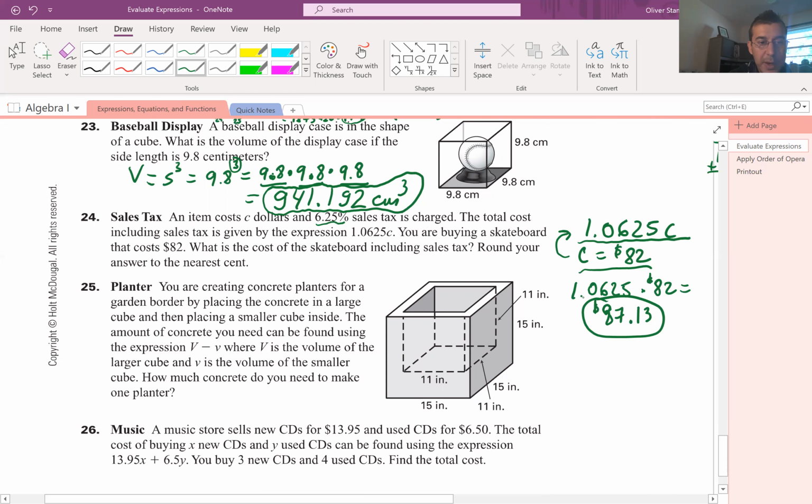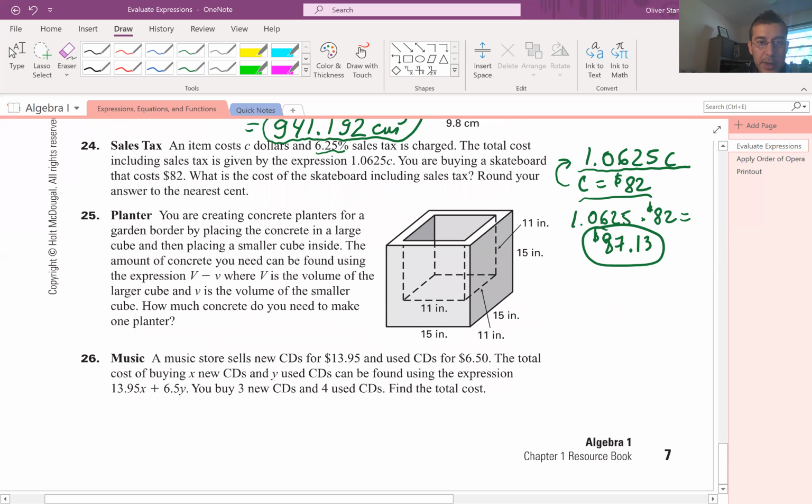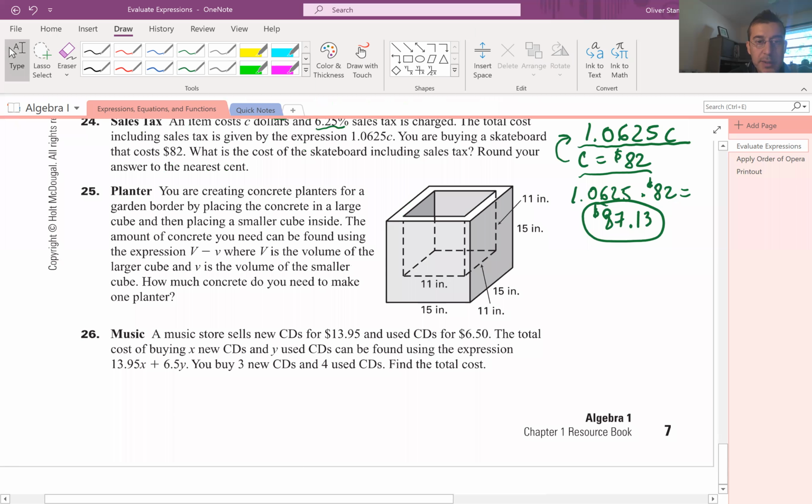Number 25, planter. You're creating concrete planters for a garden border by placing the concrete in a large cube and then placing a smaller cube inside. The amount of concrete you need can be found using the expression V uppercase minus v lowercase, where V uppercase is the volume of the larger cube and v lowercase is the volume of the smaller cube. How much concrete do you need to make one planter?